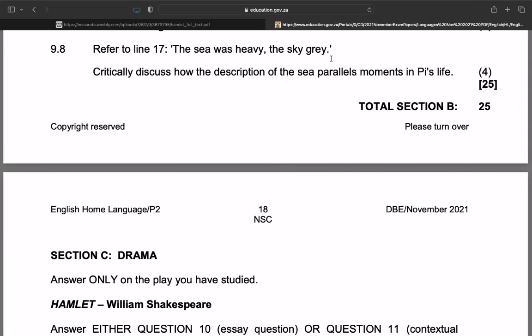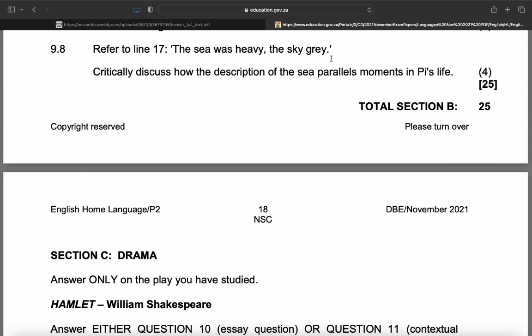and this is what you do. It's quite easy. Please don't write about the ocean being heavy. Don't write about the ocean and the conditions. Don't write about the sky being grey, it's going to rain. That's not what we want here. It's a metaphor, and you have to link the metaphor to the context. So the sea was heavy. Heavy is symbolic. The sky was grey. Grey is symbolic of hopelessness, despair, dejection, all these pessimistic words.